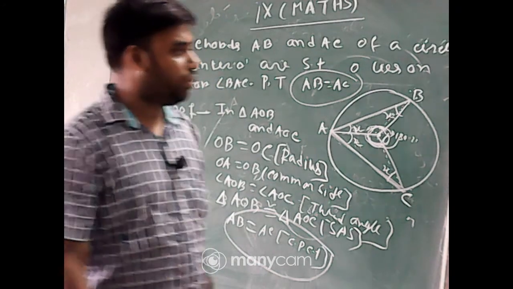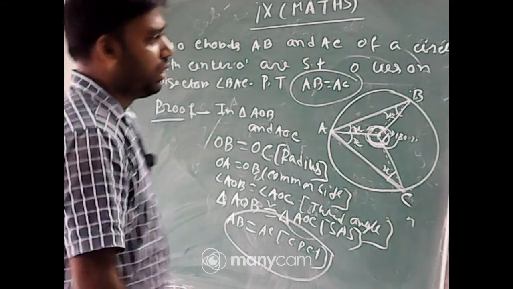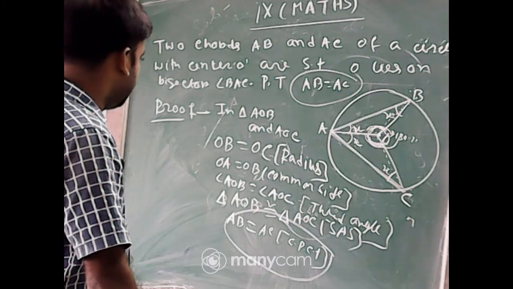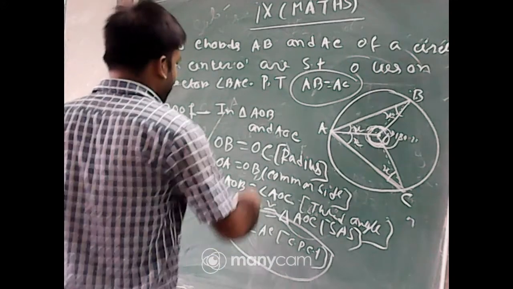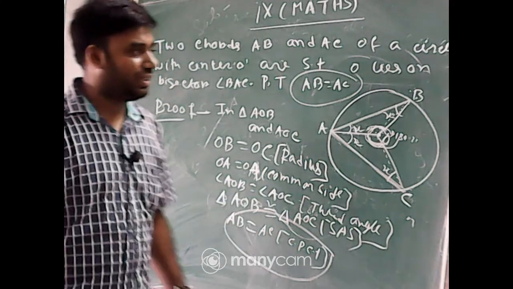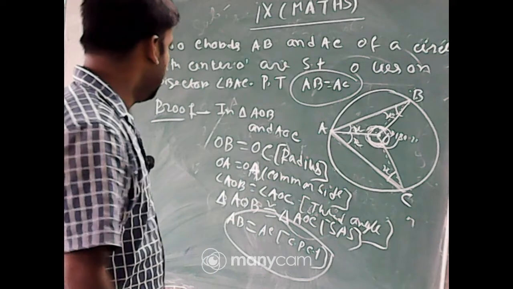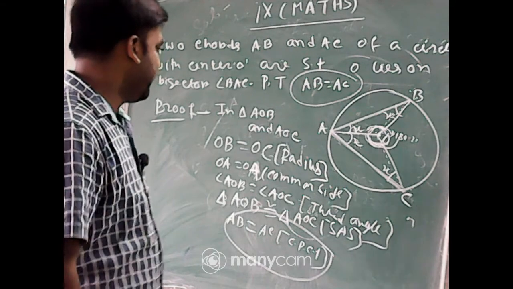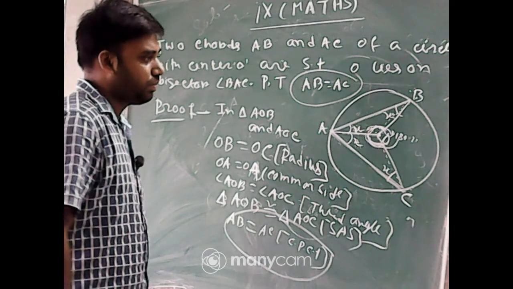Okay, sir, OA is the common side. Sir, common side will be OA. Oh, sorry, that is OB written. Okay, yes, OA is the common side. OA equal to OA. That is the common side.